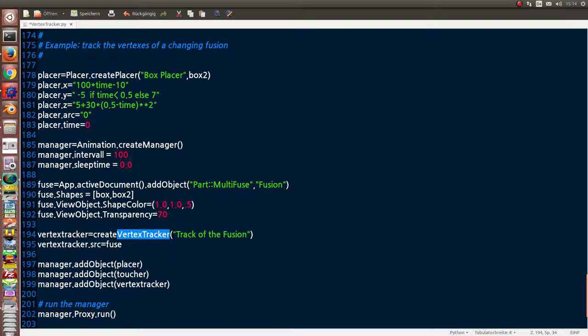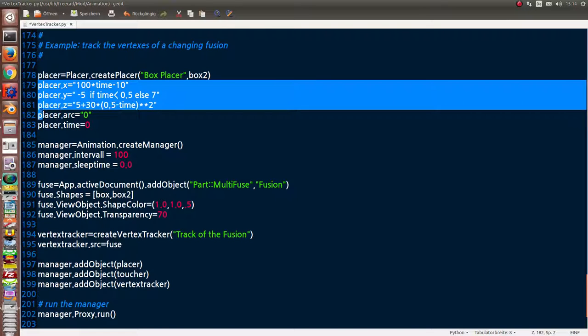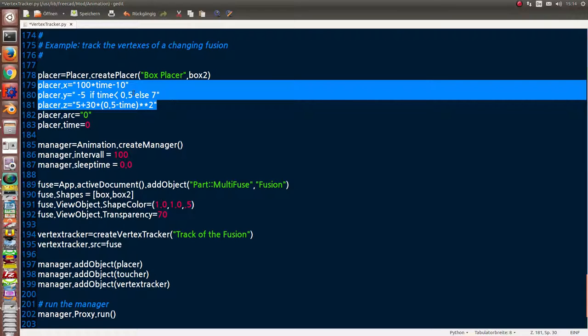The vertex tracker is a tool to track the movement of the vertices of a changing target. In this example, I have a fusion of two boxes, and one of them is static and the other one, box 2, is placed by a placer with these expressions. That means the x coordinate is a linear function of the time, the y coordinate jumps in the middle of the animation, and the z coordinate is a quadratic function in time.